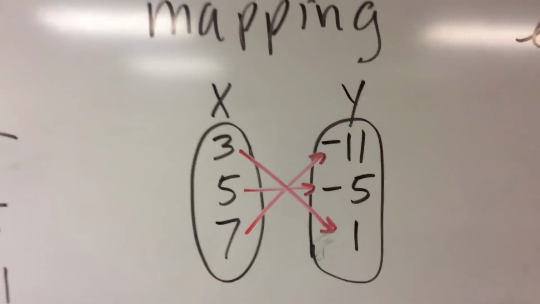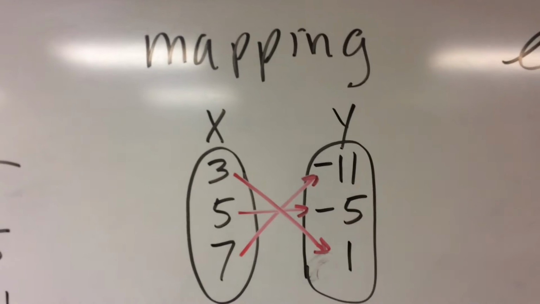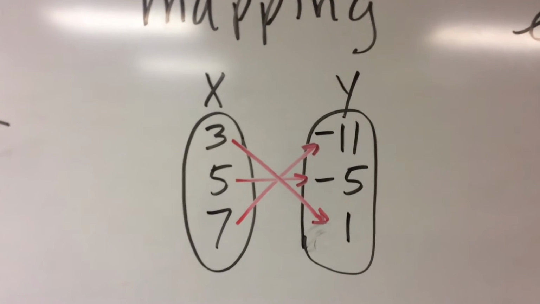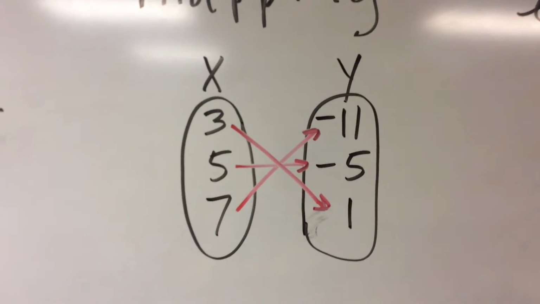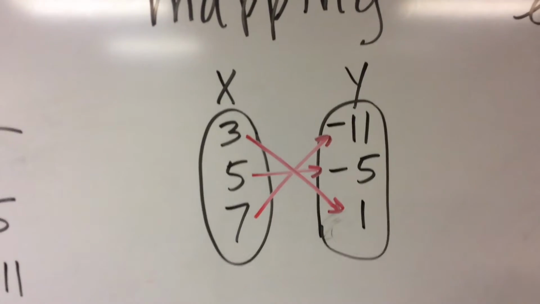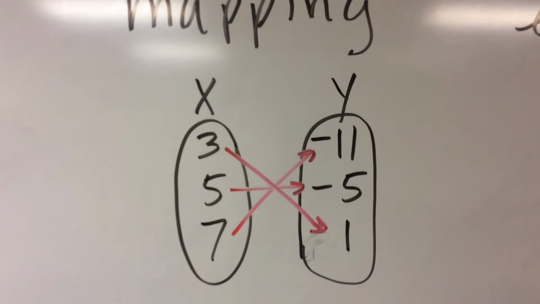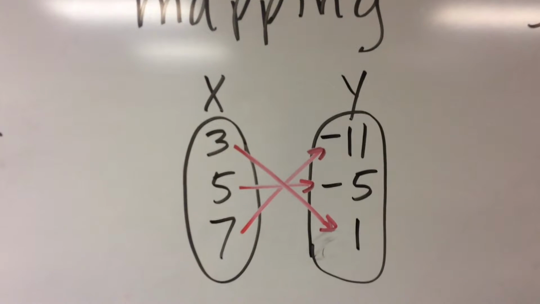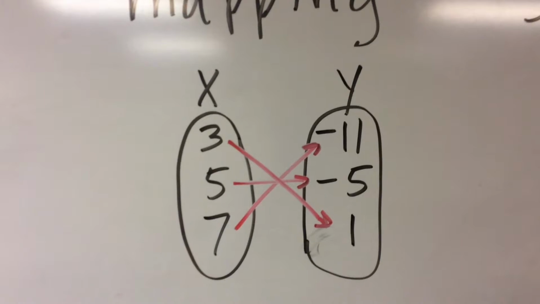Next, we have a mapping. And again, a mapping, just like a set or a table, you want to make sure that each x is only paired with one y. In a mapping, we use arrows to connect x values and y values together. So you want to make sure that each x, or each input value, only has one arrow going from it.